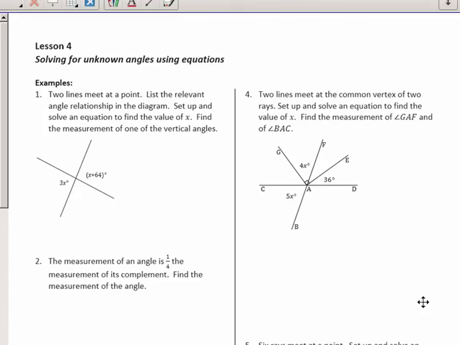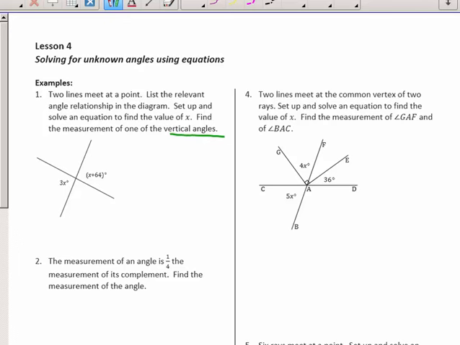Okay, ladies and gentlemen, so today we're just doing more of the same thing, trying to figure out these relationships, set up equations to solve them, and either find the angle or find x depending on what they're asking for. So let's see, two lines meet at a point. List the relevant angle relationship in the diagram, set up and solve an equation to find the value of x, and find the measurement of one of the vertical angles.